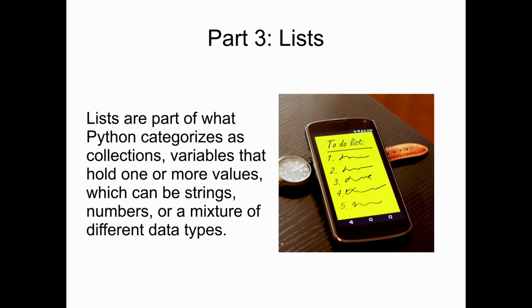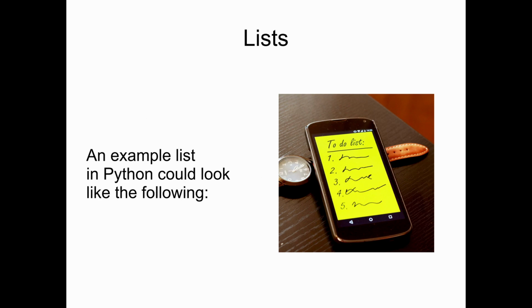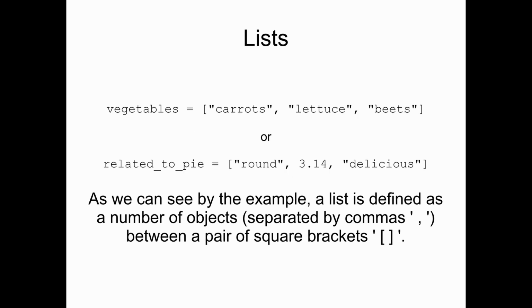Lists are part of what Python categorizes as collections, variables that hold one or more values, which can be strings, numbers, or a mixture of different data types. An example list in Python could look like the following. As we can see by the example, a list is defined as a number of objects separated by commas between a pair of square brackets.